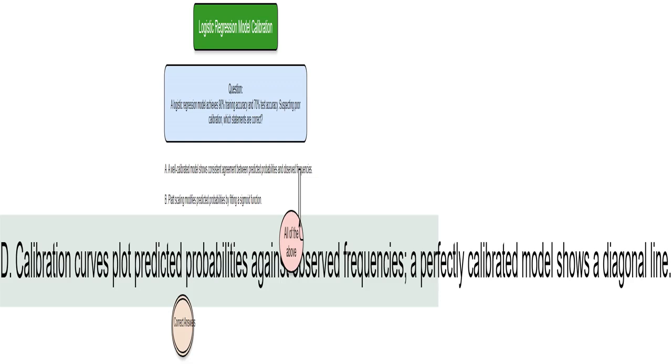Calibration curves, also called reliability diagrams, are visual tools I use to check how well calibrated a model is. I plot predicted probabilities against the actual observed frequencies. A perfect model would produce a straight diagonal line because the predicted probabilities exactly match the actual outcomes. Any deviation from this line indicates some degree of miscalibration.